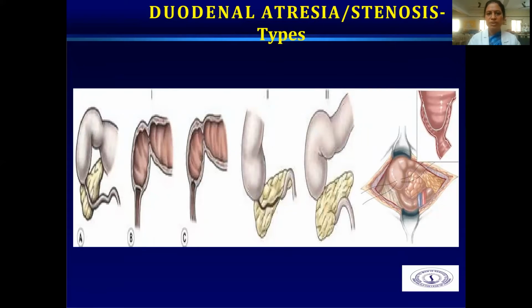Duodenal atresia and stenosis, the types are classified in this diagram, A, B, C. Here you can see to what extent the duodenal atresia is.